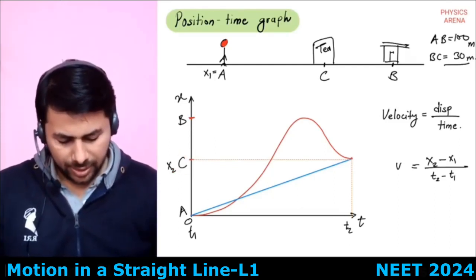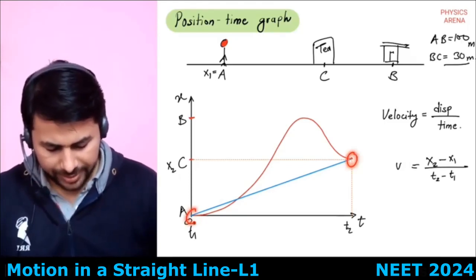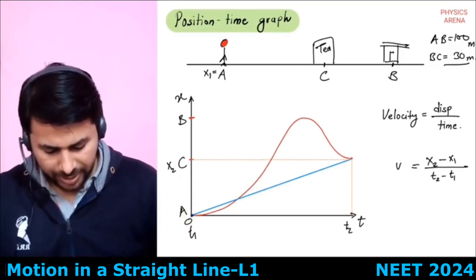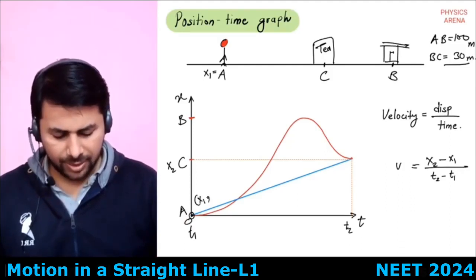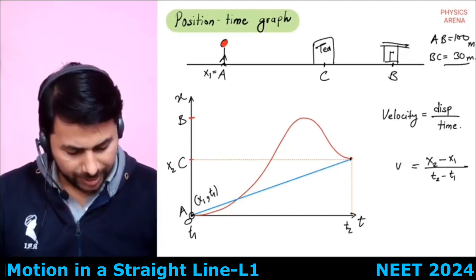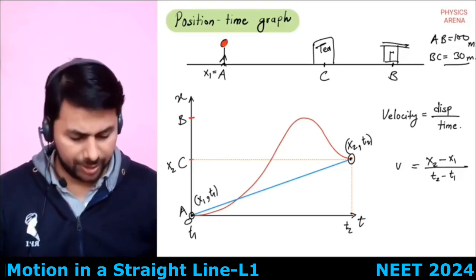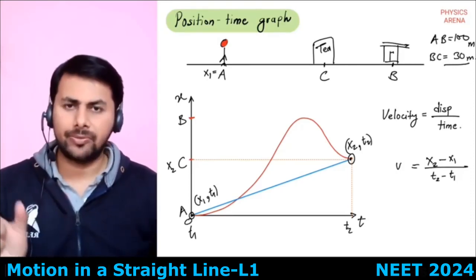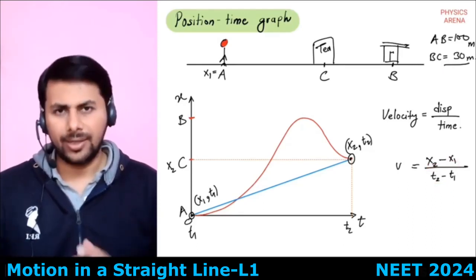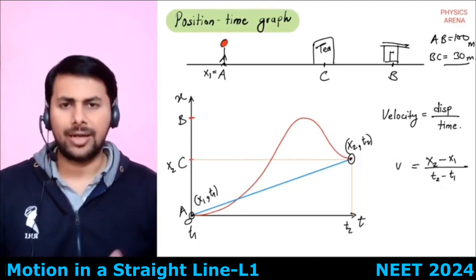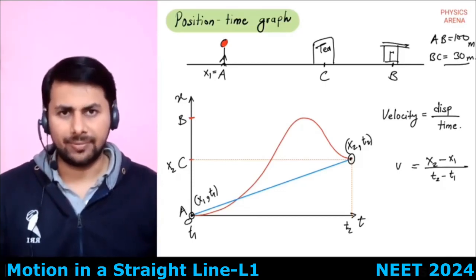Okay, so now if I join on the graph, I get these 2 points. This point is represented by two coordinates. So this is x1 at time t1. This point is x2 at time t2. Now if I take the difference between the position coordinates, final position minus initial position, divided by final time minus initial time, what do I get? I get the velocity. Okay, so velocity is displacement divided by time.